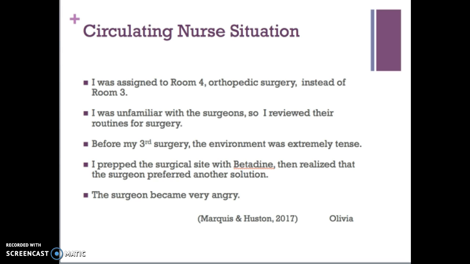Today I was assigned to be the circulating nurse in Room 4, orthopedic surgery, instead of Room 3. I reviewed the surgeons before each surgery due to being unfamiliar with them. Before my third surgery, a bone biopsy, the environment was tense since the patient was the wife of a local physician. I prepped the area with betadine and waited for the surgeon. As soon as the surgeon walked in, I remembered that she liked her patients prepped with a solution that was not betadine. She then proceeded to tell me that I was a stupid nurse.